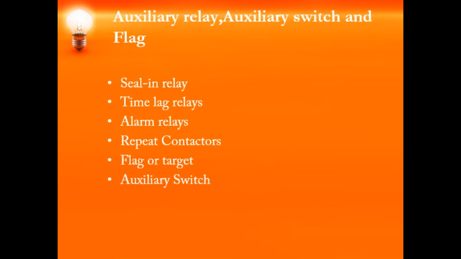Next is the flag or a target. Whenever the relay operates, we should have an indication, right? So the flag is used to indicate the operation of the relay. When on a relay panel there are several relays, the flag indicates whether the relay has operated or not. This helps the operator to know the cause of the tripping of the circuit breaker. This flag is also called a target or indicator.